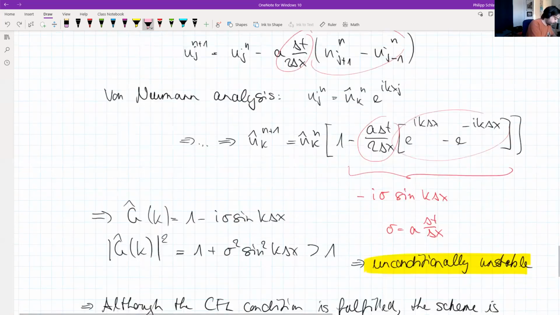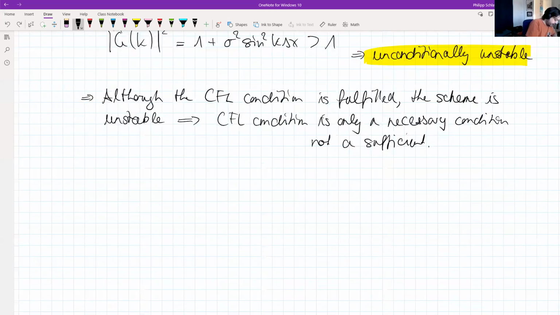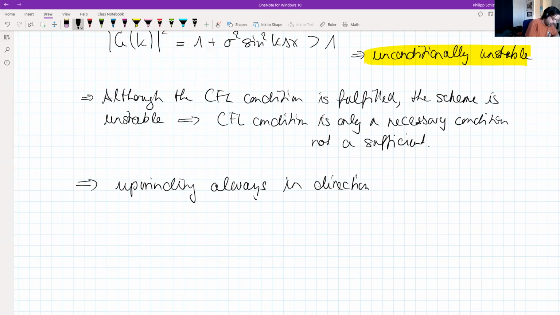So maybe I can just say that as one conclusion here: upwinding always in the direction of the characteristics, or the speed, or characteristic speed or velocity. So that's an important conclusion now from all of this.